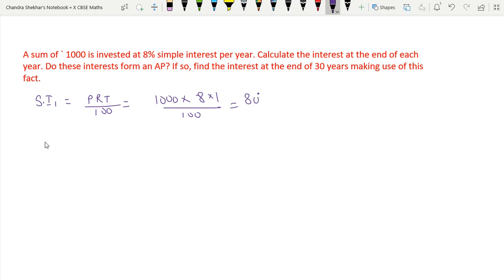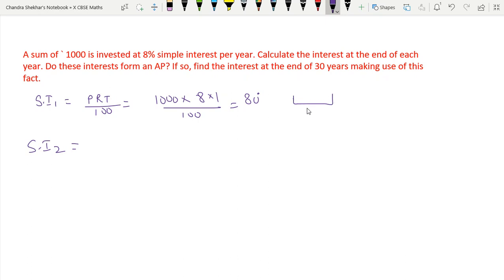Now what is the simple interest the next year? No, this is the first year. Simple interest at the second year will be how much? 1000 into 8 into 2 by 100. Why 2 here? Sir, because it's not compound interest. So it'll be 1000 plus 80, then again 1000, then again 80. Okay, listen here.